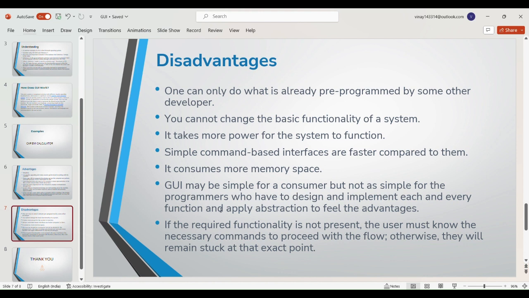If the required functionality is not present, the user must know the necessary commands to proceed, otherwise they will remain stuck at that exact point. Those are all the disadvantages. And GUI is very useful to users nowadays, we are using it everywhere. The disadvantages are related to programming, so they need not be considered.